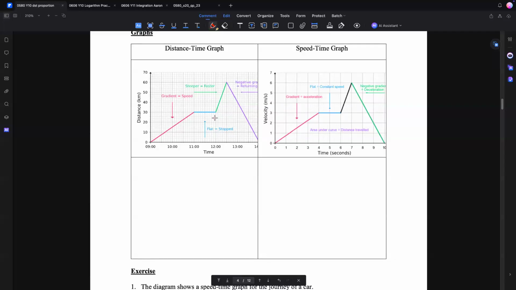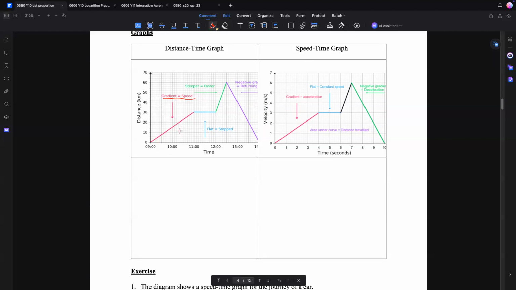So what does the gradient tell you in a distance time graph? Gradient tells you your speed. And for a velocity time graph or a speed time graph, it tells you your acceleration. Why does distance time graph tell you your speed for your gradient?